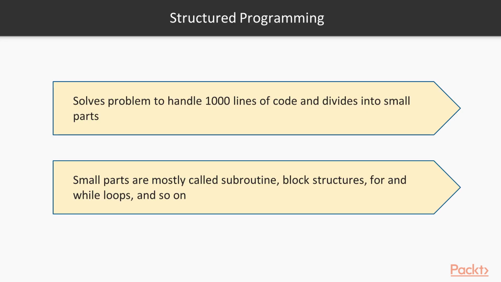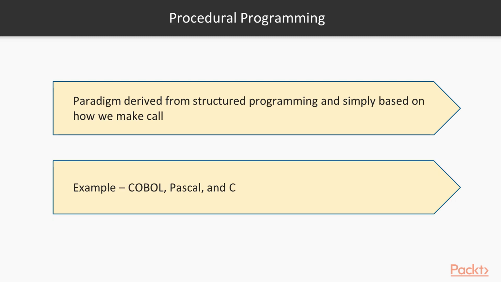Structured programming is a programming paradigm that solves a problem to handle thousands of lines of code and divides these into small parts. These small parts are mostly called subroutine, block structures, for and while loops, and so on. Procedural programming, a paradigm derived from structured programming and simply based on how we make a call. Known languages that use procedural programming techniques are COBOL, Pascal, and C.